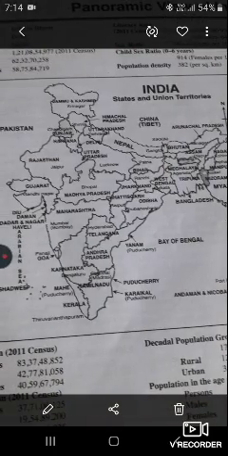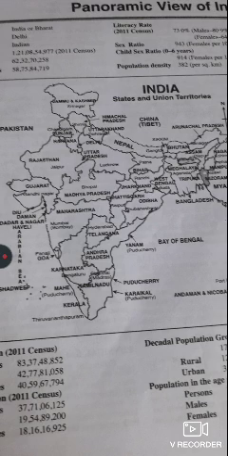I come to India, and we must know a few things about India that I will discuss with you. India is the 7th largest country in the world, and its official name is India or Bharat. Capital is Delhi. Nationality is Indian.